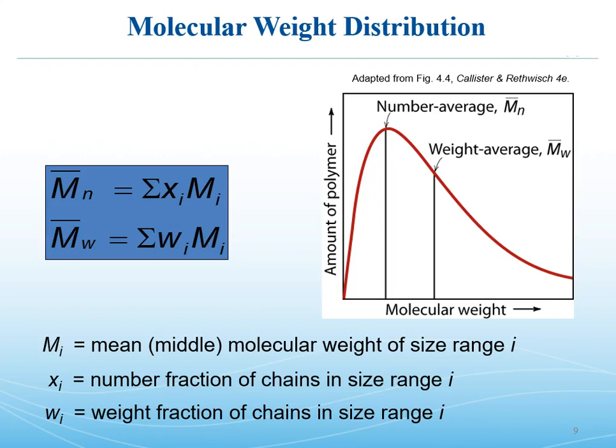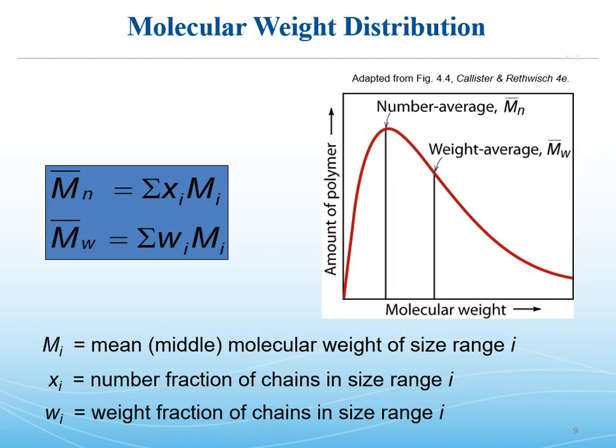When you look at the molecular weight distribution plot with amount of polymer on the y-axis and molecular weight on the x-axis increasing from left to right, the number average molecular weight is by definition always smaller than the weight average. Always. Regardless. And it's because the distribution isn't symmetric and because of the way it's calculated.